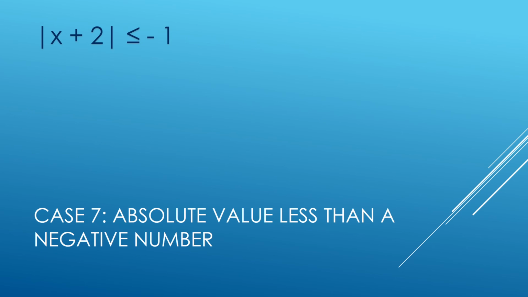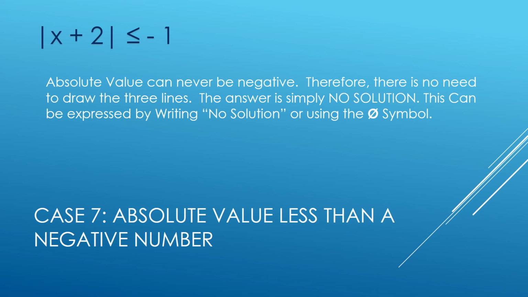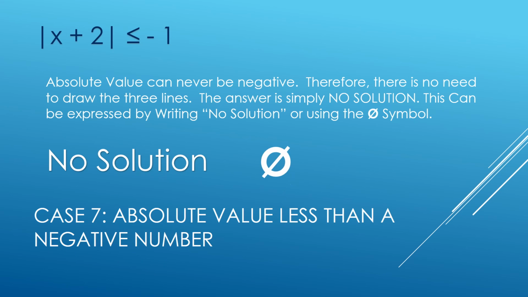Okay, well this is case 7, the absolute value less than a negative number. Now, the absolute value can never be negative, therefore, there's no need to draw the 3 lines. The answer is simply no solution. This can be expressed by writing no solution or using the empty set symbol.